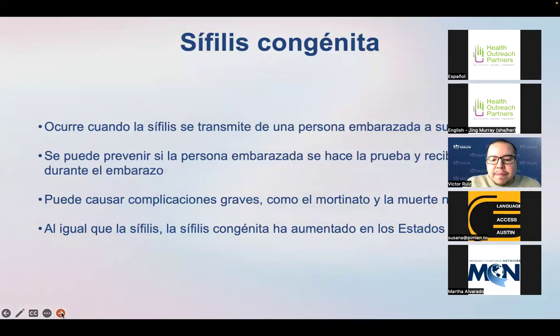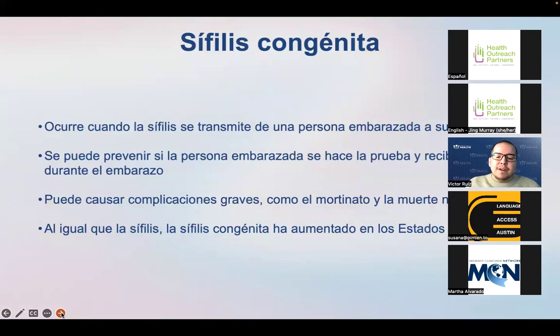Congenital syphilis. The CDC, the Centers for Disease Control, case definition of congenital syphilis is that it occurs when people pass syphilis to their babies during pregnancy. Syphilis that gets transmitted is typically not treated, or the pregnant person gets reinfected. Congenital syphilis is preventable if a pregnant person is tested and treated during pregnancy. We'll go into more about that in the next webinar.